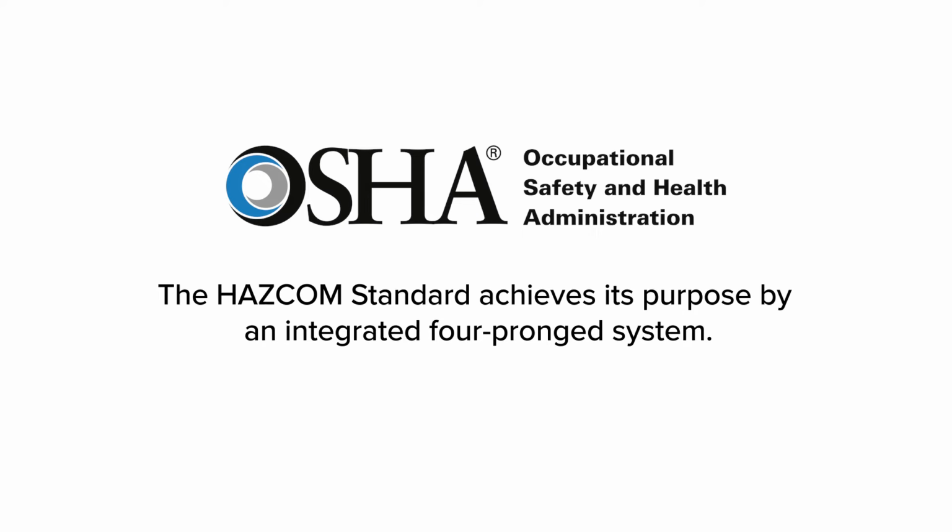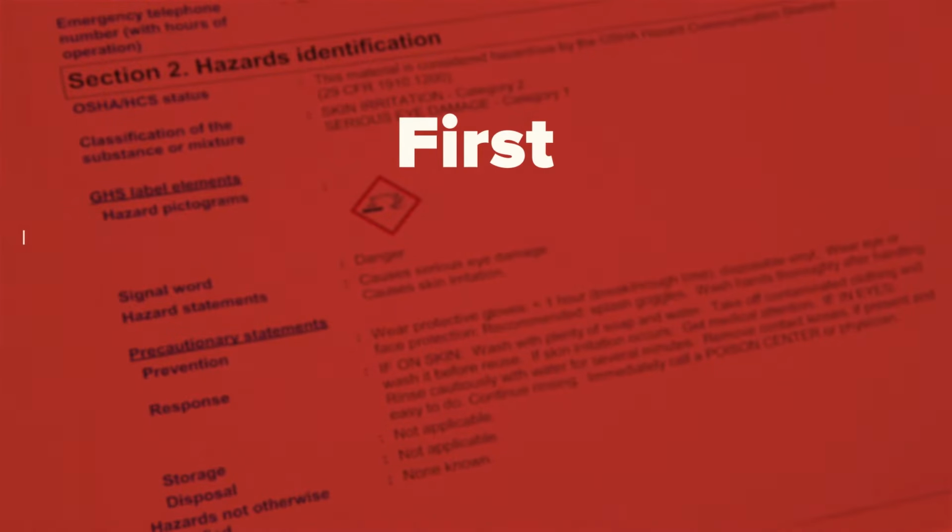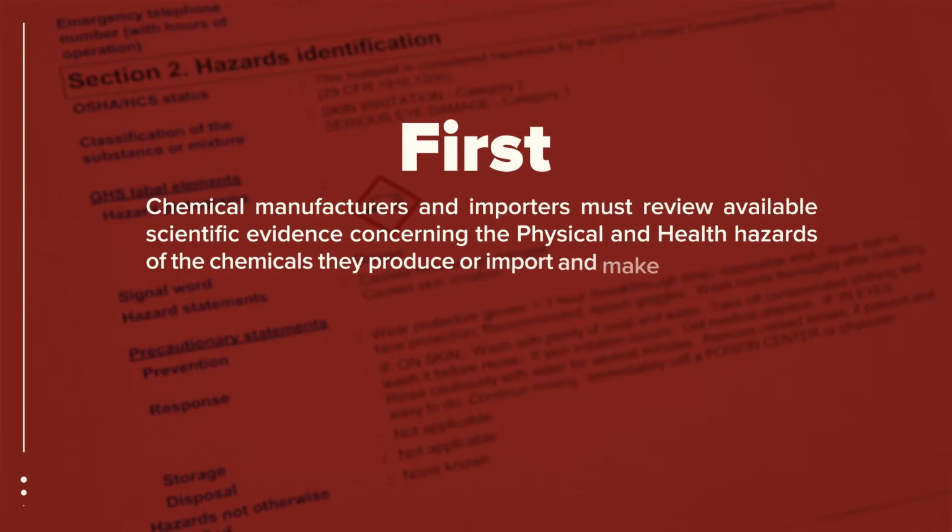The HAZCOM standard achieves its purpose by an integrated four-pronged system. First, chemical manufacturers and importers must review available scientific evidence concerning the physical and health hazards of the chemicals they produce or import and make an assessment if they are hazardous.